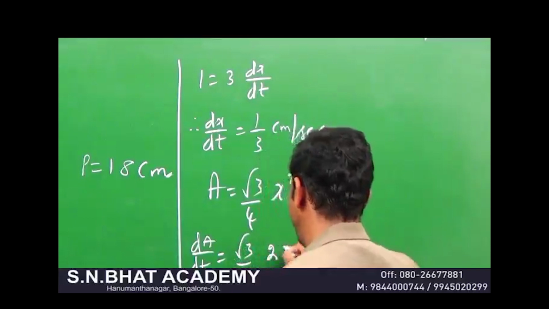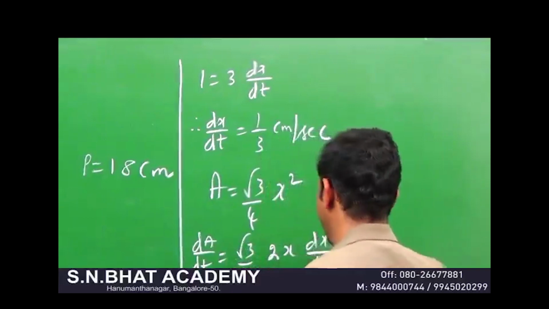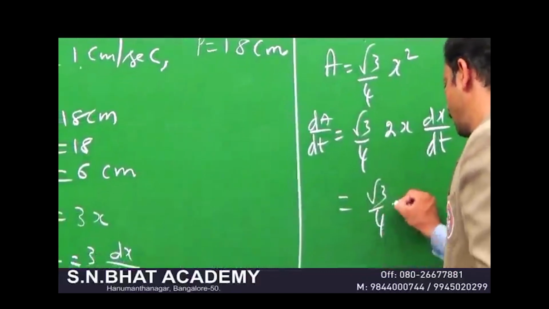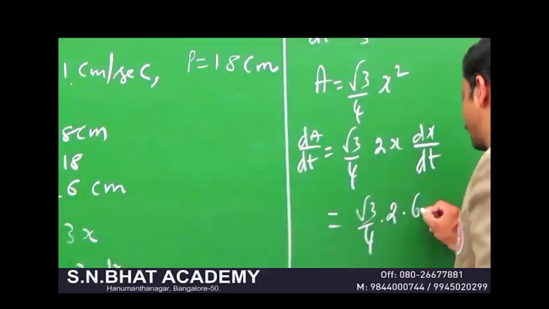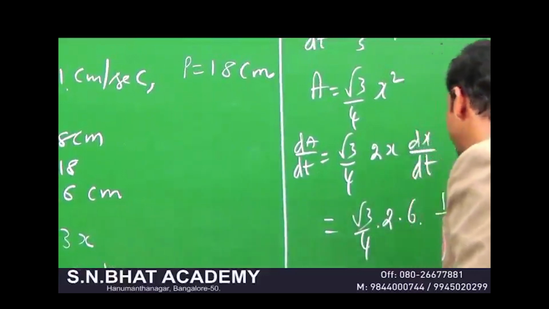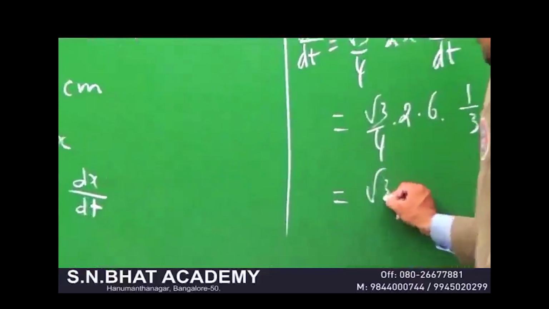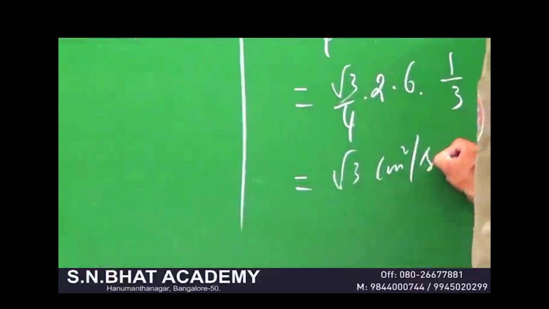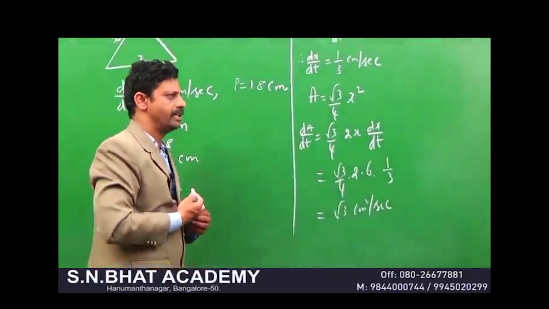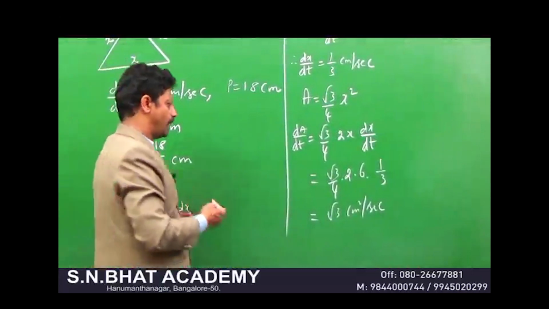For x square, the derivative is 2x into dx by dt. We know the value of x. The value of x is 6 and dx by dt is 1 by 3. So after simplification, we get root 3 centimeter square per second. So this is the required answer. It is root 3 centimeter square per second. It is option 1.